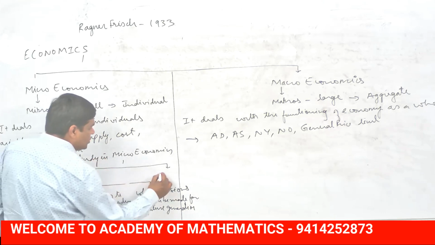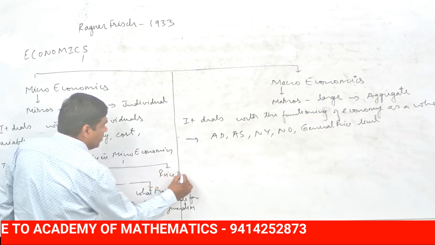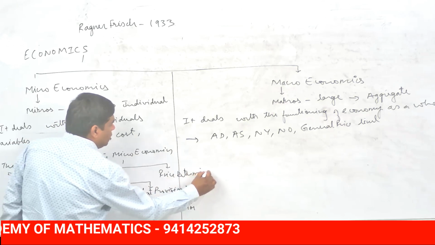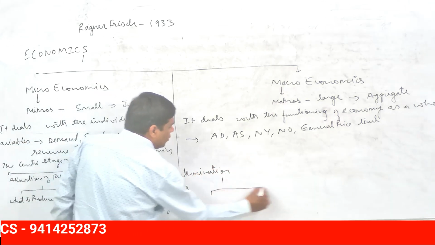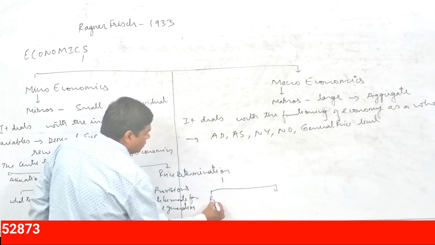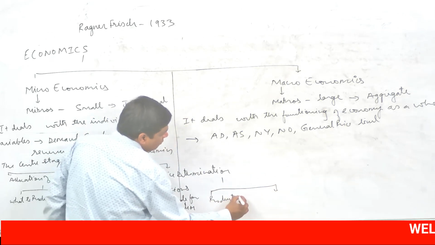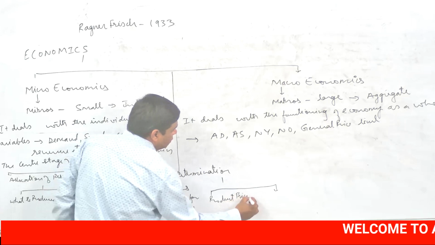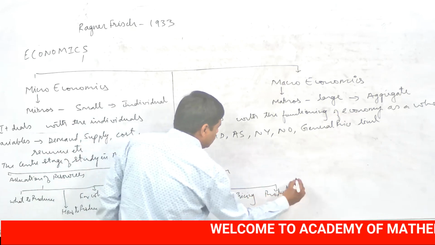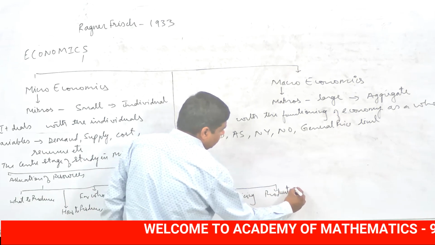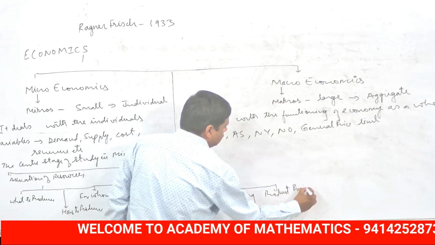And the second is price determination. See, price determination can be termed as factor pricing or product pricing. Factor pricing and product pricing. These are the main two areas of concern.